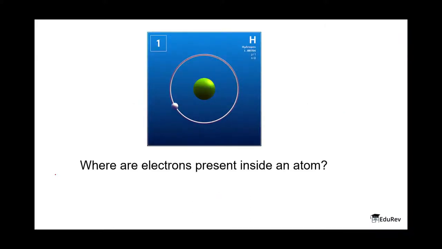So if someone ever asks you where electrons are present inside an atom, your answer would be quite simple. Electrons in an atom are present in various orbitals, which could be s, p, d, f, depending upon the electron that we're talking about. Here we have a hydrogen atom, so in case of hydrogen we have only one s orbital, so the electron is present in the s orbital of the hydrogen atom, okay?